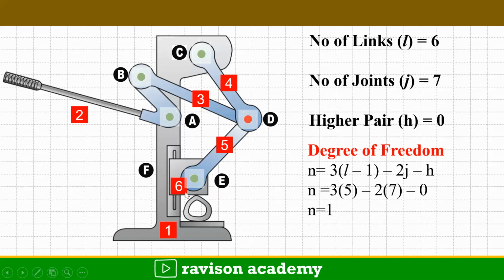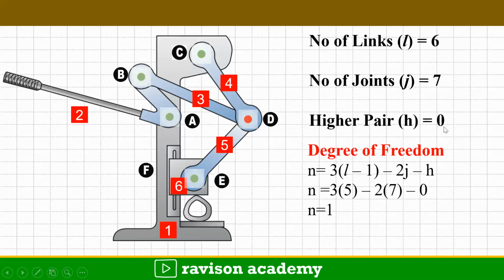Number of joints: A is a joint connecting 1 and 2. B is a joint connecting 2 and 3. C is a joint connecting 1 and 4. D is a ternary joint because it connects 3 links, 3, 4 and 5. And E is a binary joint, and F is also a sliding pair. So it connects 1 and 6. So here the total number of equivalent joints is 7.